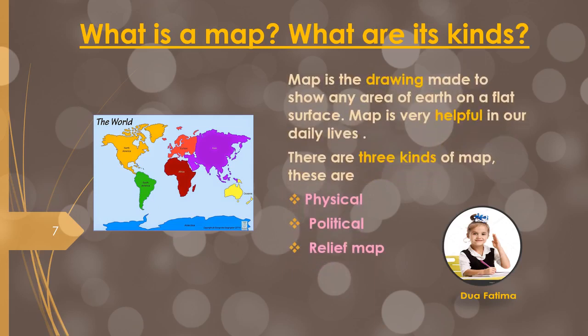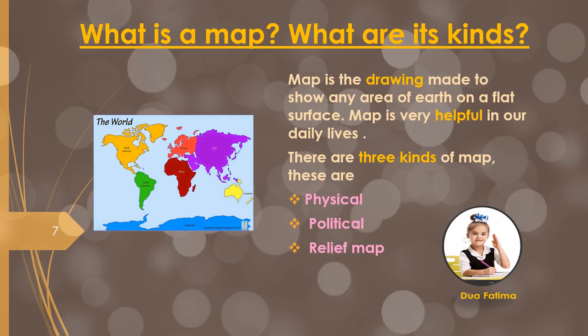Sir, a map is a drawing made to show any area of earth on a flat surface. Map is very helpful in our daily life. There are 3 kinds of map. These are physical, political and relief map. Fantastic, Dua. Students, a map is the drawing made to show any area of earth on a flat surface. There are 3 types of maps. These are political, physical and relief maps.